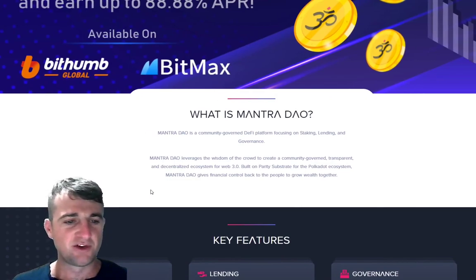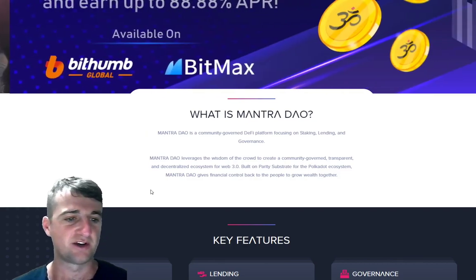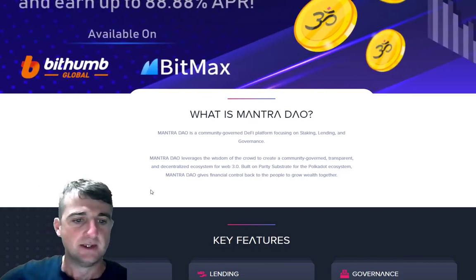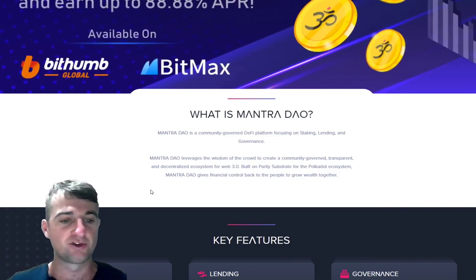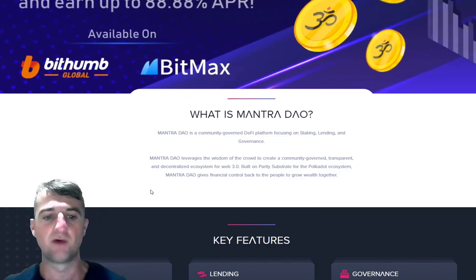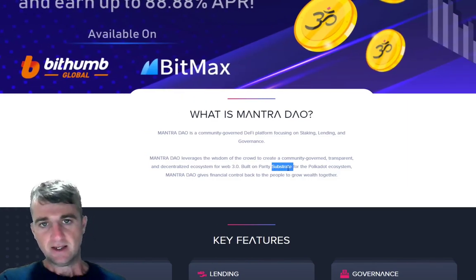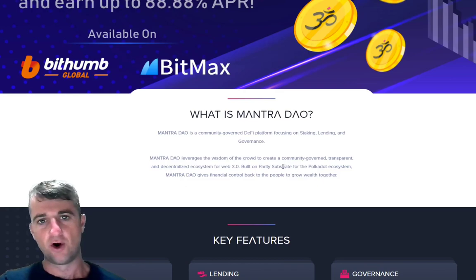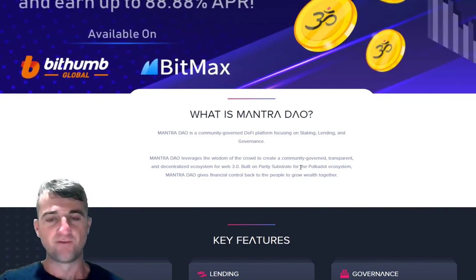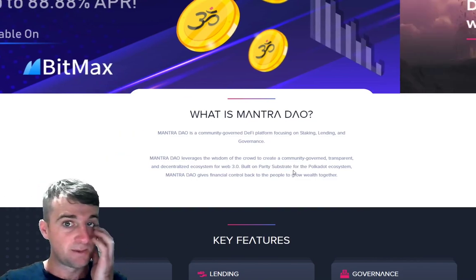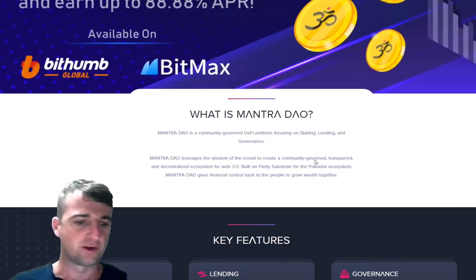So Mantra DAO leverages the wisdom of the crowd to create a community-governed, transparent and decentralized ecosystem for Web 3.0. Built on Parity Substrate for the Polkadot ecosystem, Mantra DAO gives financial control back to the people to grow their wealth together. We do need to know that the Substrate framework is pretty much the ERC20 of the Ethereum network. Substrate allows you to build chains on the Polkadot ecosystem, and then you will be part of that network, and you get good access to cross-chain systems.